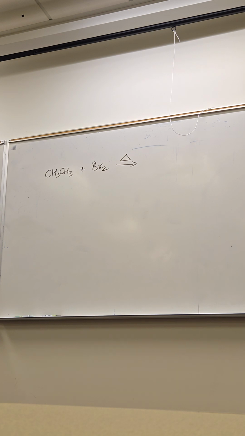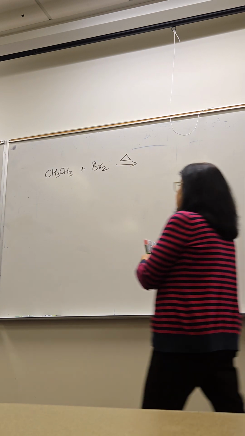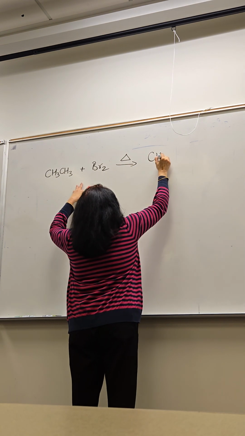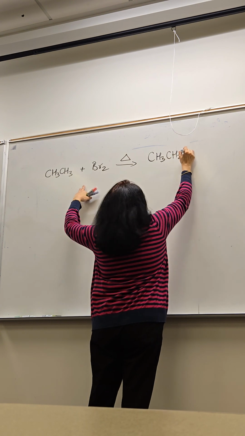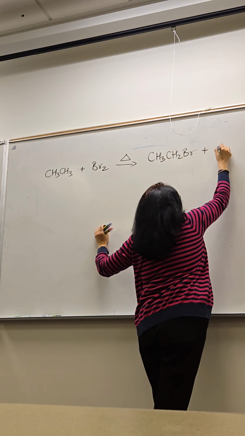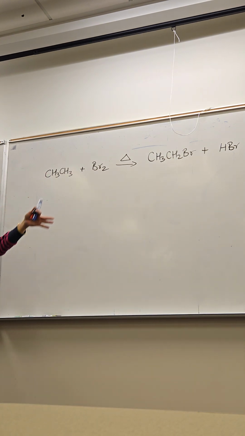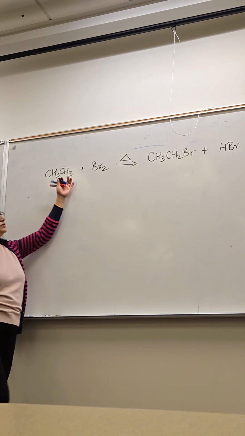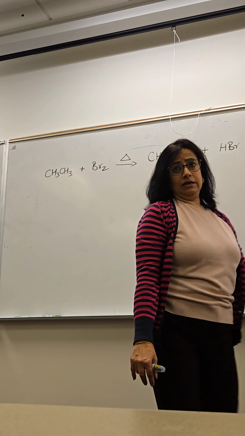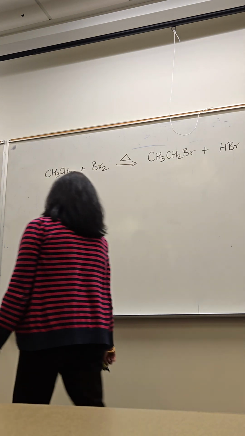Anybody? CH3CH2 radical plus... The product, I know product, the entire product. CH3CH2Br plus HBr. Do you all agree? Reactant, product. What are the things we call that are created in the middle but then used up again? Intermediates. But the overall reaction equation doesn't show intermediates, it shows reactants and products. Do you all agree? Okay, let's write the mechanism.